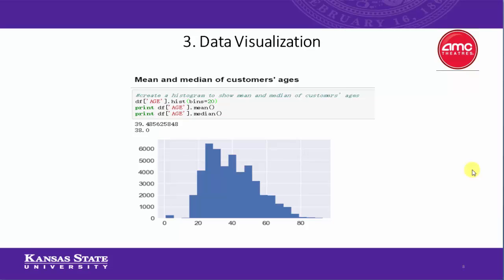In this data visualization part, I made a histogram to show the mean and median age of customers. We can see that the mean is 39.49 years old, and the median is 38 years old. This shows that AMC's customer base is concentrated around 39 years old.